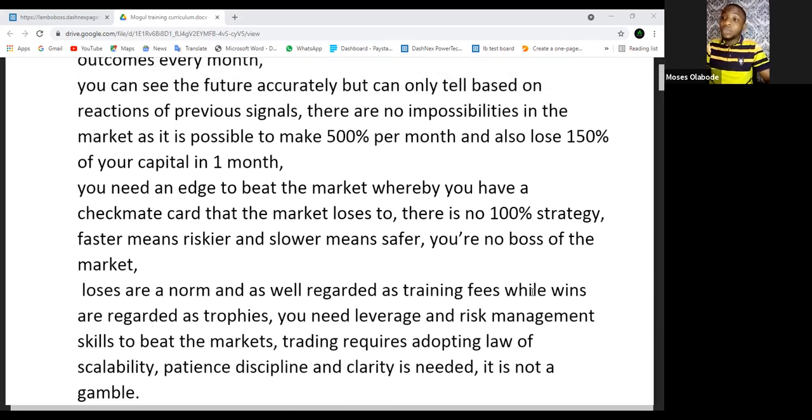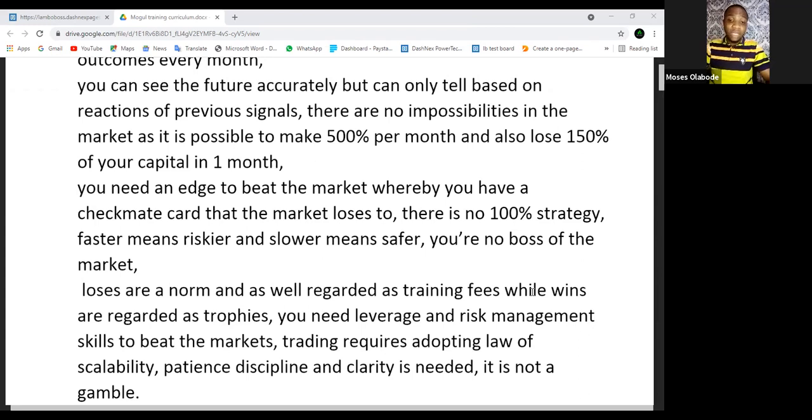We always learn from the market, because the market shows different things. You're no boss of the market. And always remember that losing to the market is normal. Losses are a norm and I regard them as training fees, while wins are regarded as trophies.